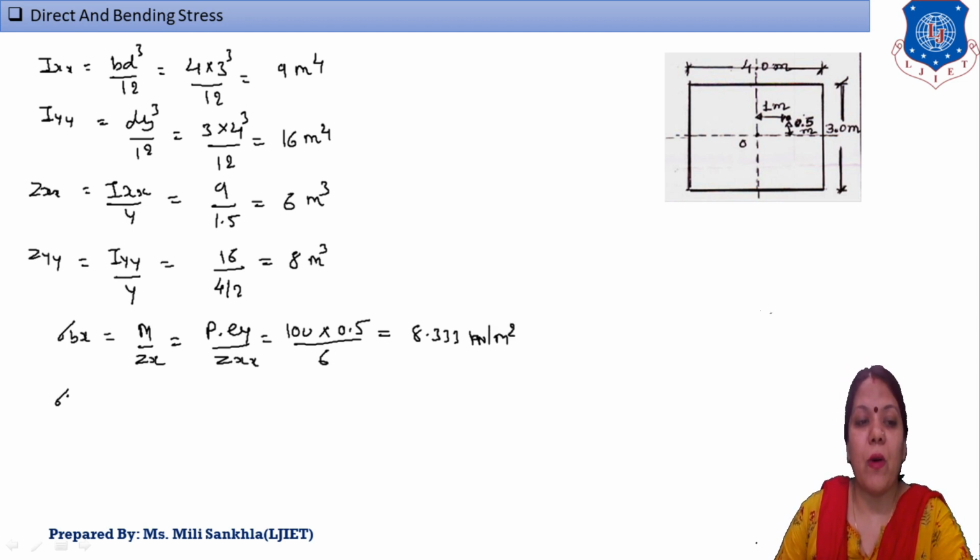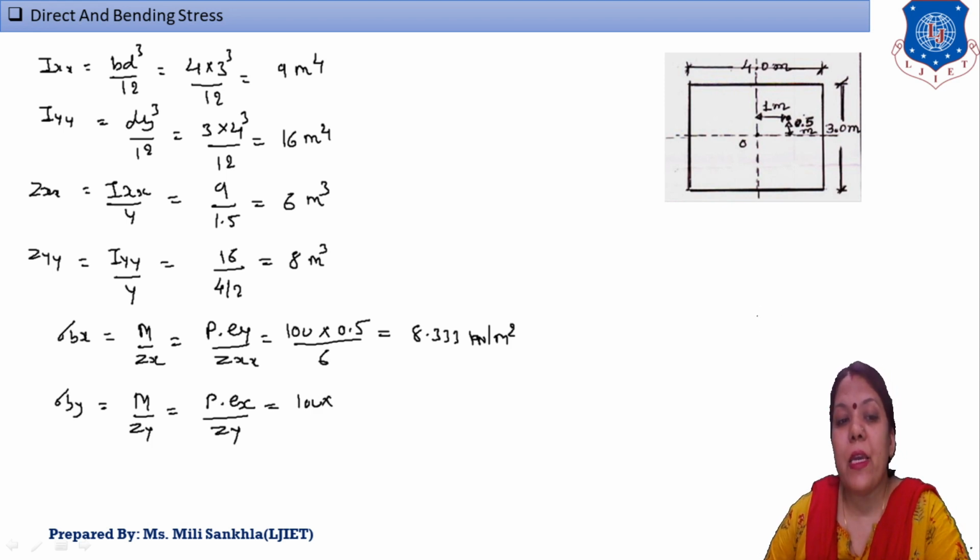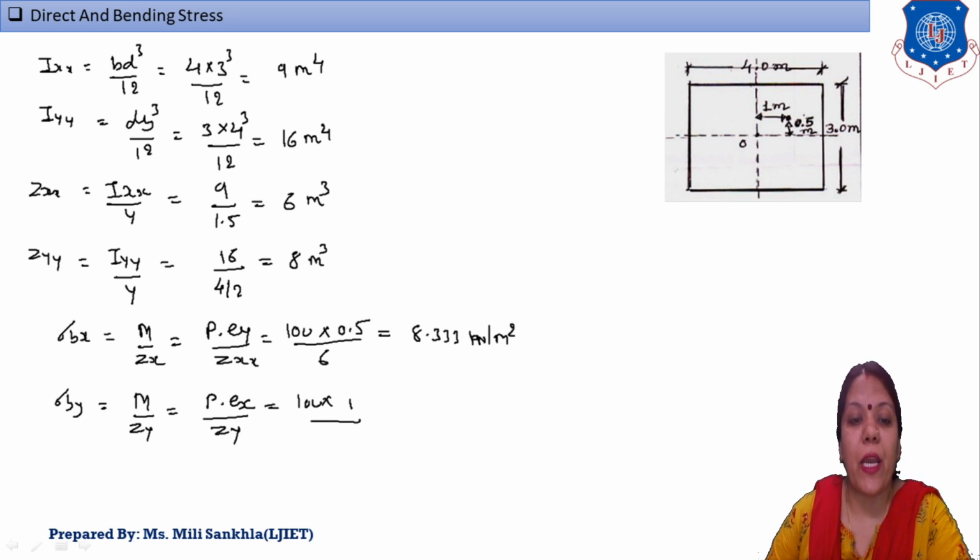Now find out sigma by. Sigma by is equal to M by Zy. M is equal to P into Ex divided by Zy. Now P is equal to 100 and Ex is given 1 meter, and Zy we found is 8. After dividing, the answer of this sigma by is equal to 12.5 kilonewton per meter square.